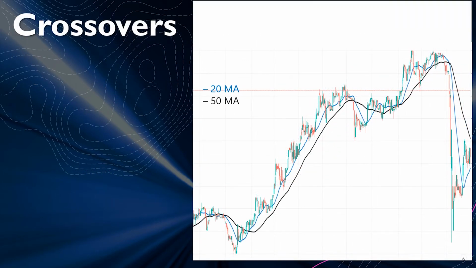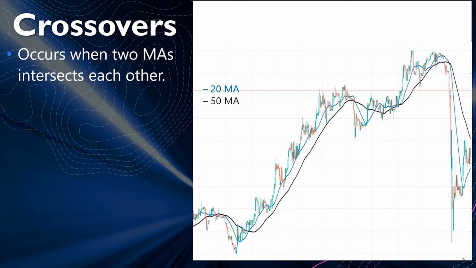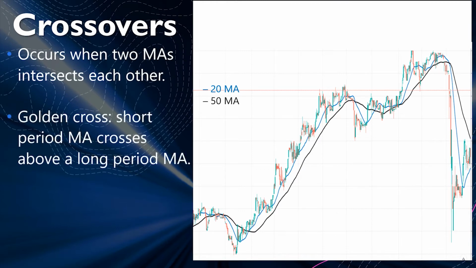When two MAs intersect, this is called a crossover. Crossovers are commonly used to indicate the presence of a trend better than a single MA. There are two types of crossover. The first one is called the golden cross, when a short period MA crosses above the long period MA. This may signal an uptrend, especially when the price is above the two MAs.